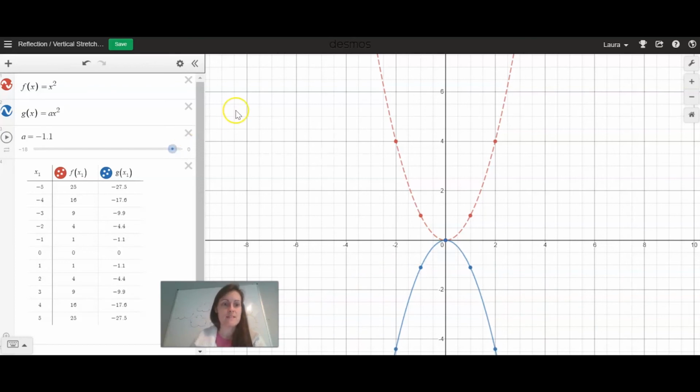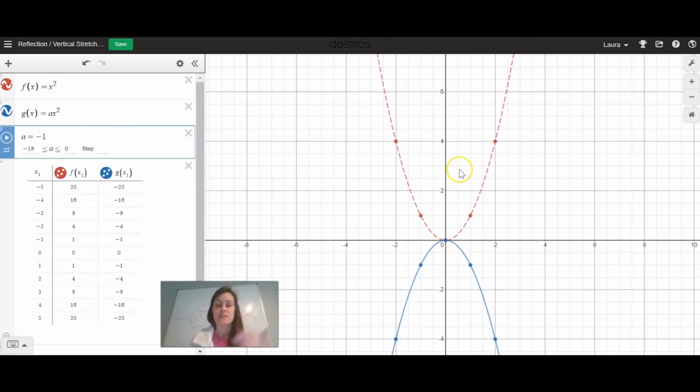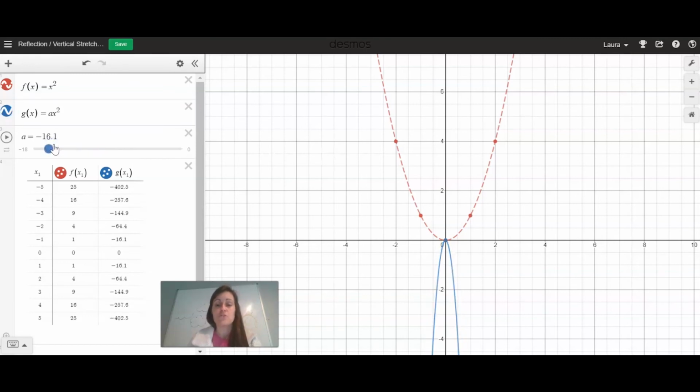When I get to a equal to negative 1, the graph is reflected right across the line y equals 0, or right across the x-axis. So now let's take a look and see what happens as I move my slider towards more negative values. And it appears that in addition to being reflected, my graph is getting skinnier and skinnier, or there's a vertical stretch.